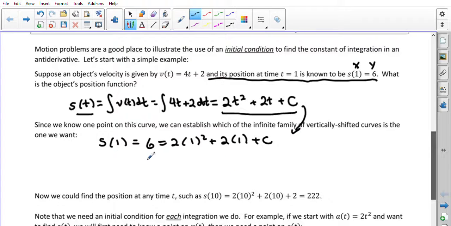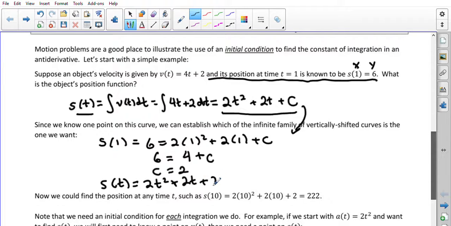And then we just solve. So we know that 6 is going to be equal to 2 times 1 squared, which is 2, plus another 2 is going to be 4, plus c, and therefore c must be 2. And so we know that the full position function is 2t squared plus 2t plus 2 instead of plus c. So there's our position function. We found that c in this case is 2, and that came from this initial condition.